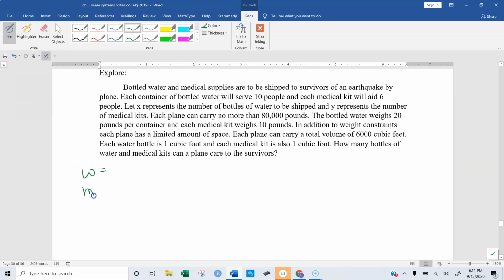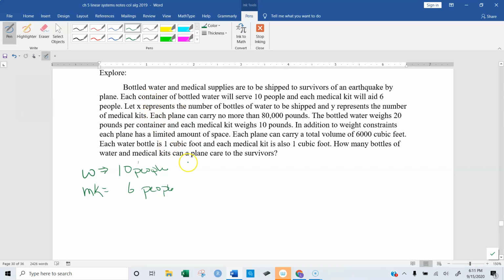Okay, and when you're ready, you should have read that you had water and you had medical kits. Okay, what do we know about the water and the medical kits? We know water will help 10 people, and medical kits will help 6 people.